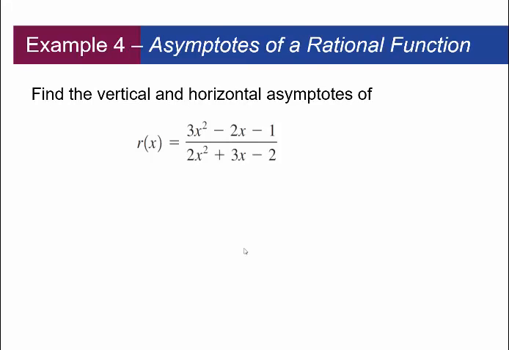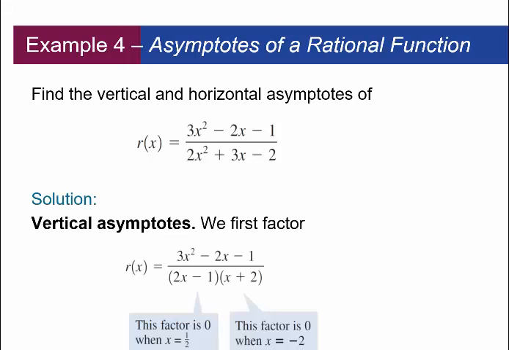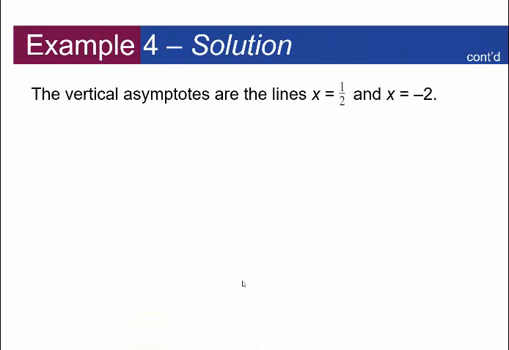All right, so let's do an example. Let's find the vertical and horizontal asymptotes of this. First, let's do the vertical asymptotes. You're going to factor the denominator, and it factors into 2x minus 1 times x plus 2. You can never have a divide by 0. So when you set one factor equal to 0, you get x equals 1/2. When you set the other equal to 0, you get x equals minus 2. So therefore, there are vertical asymptotes at x equals 1/2 and x equals minus 2.